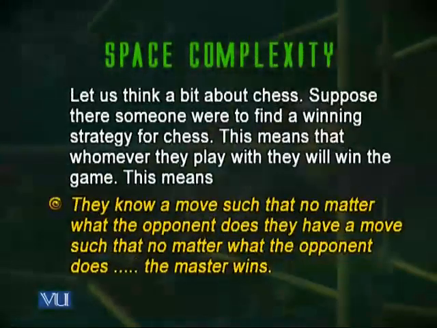What would it take for a person, or what would such a strategy look like? Well, that player must have figured out something, and that something is what we call a strategy in combinatorial games. They would know a move, their first move, such that no matter what the opponent does, they will have a move, such that no matter what the opponent does, they will have a move, and so on, so that in the end, they will win the game.